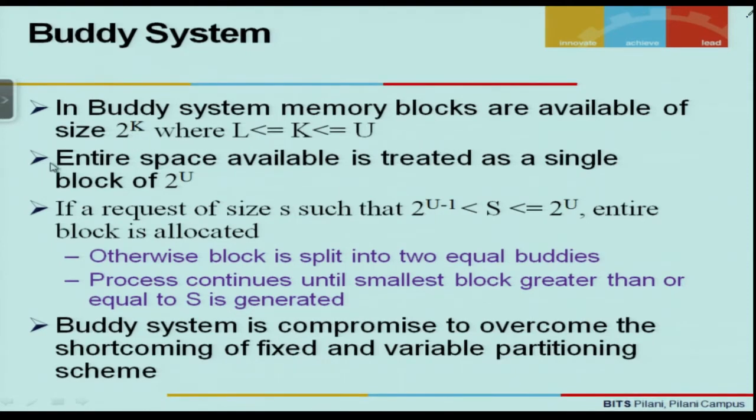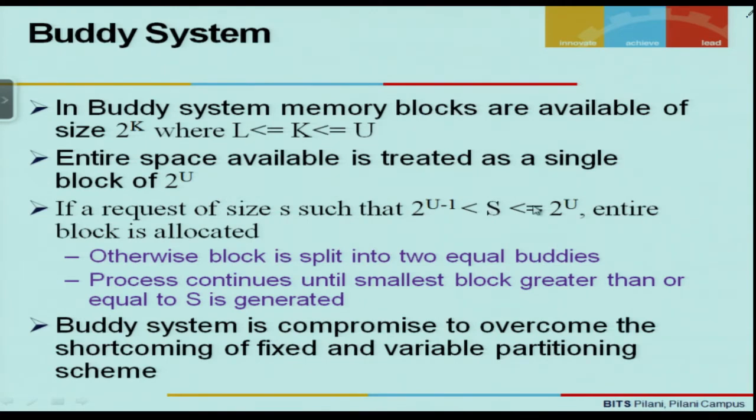In a buddy system, the entire space available is treated as a single block. Assuming that U is the size, the total amount of memory available is 2 to the power U. If there is a request of size S which satisfies the expression that S is greater than 2 to the power U minus 1 and less than or equal to 2 to the power U, then the entire block can be allocated.